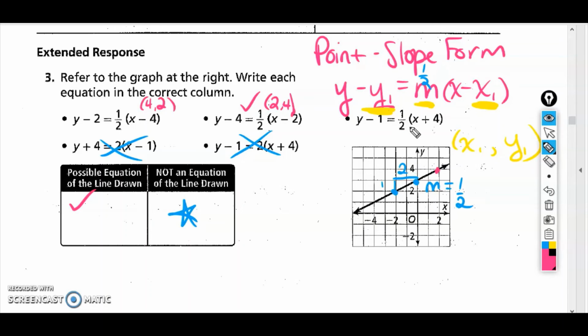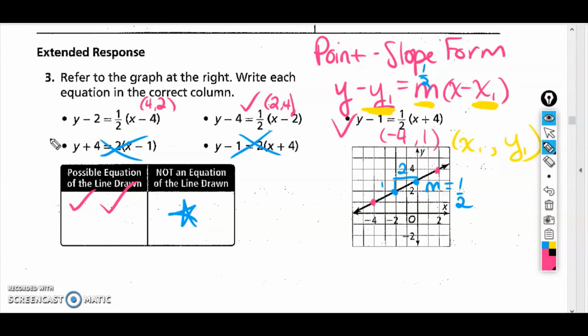Okay, for this one, since this is a positive 4 and it says x minus whatever it is, that means my x value is really negative 4 and my y value is 1. So let's go over to negative 4, which is over here, and then go up 1, and that's also on the line, so that one also works. So the only one I'm not sure about is this one.